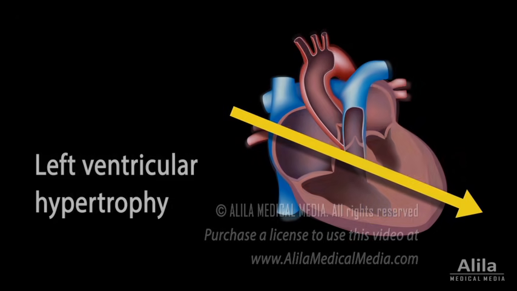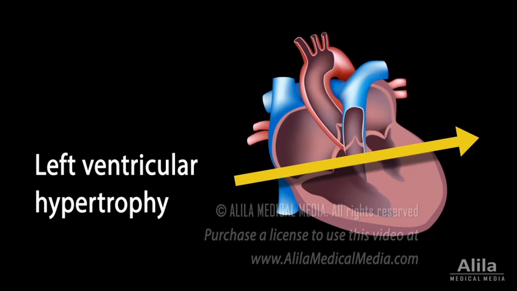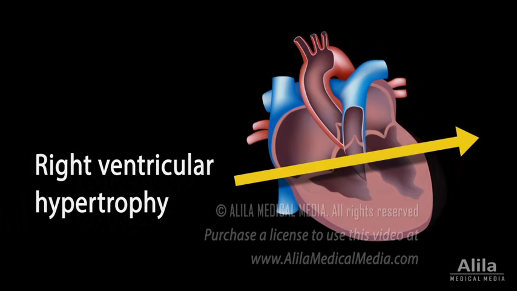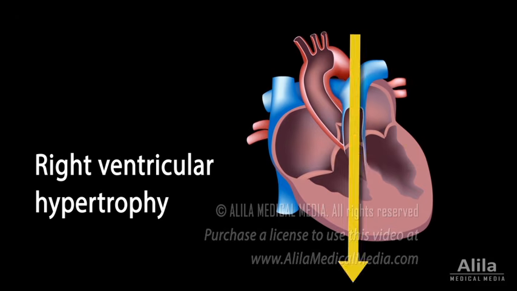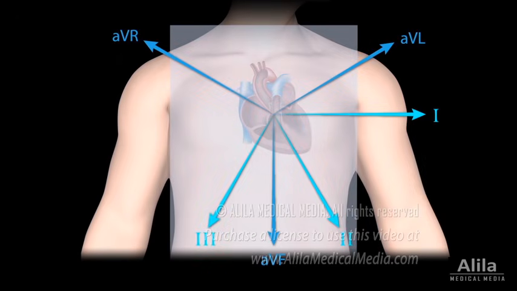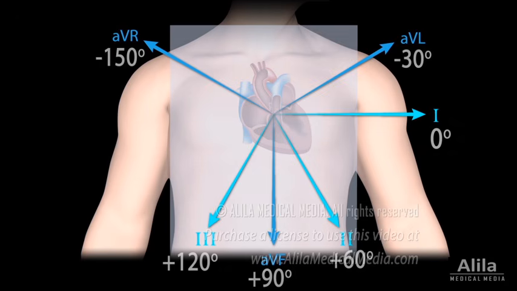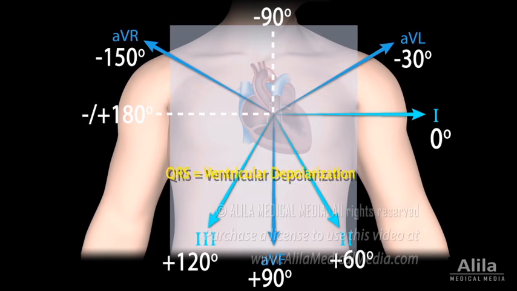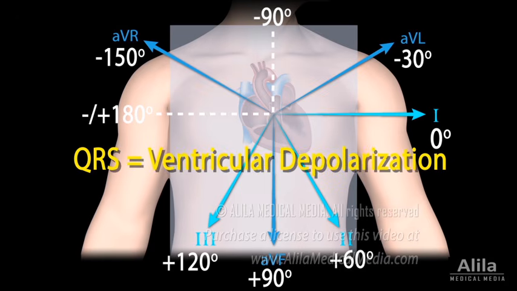For example, in left ventricular hypertrophy, the axis is skewed further left, while right ventricular hypertrophy results in a deviation to the right. Cardiac axis can be determined by examining the 6 limb leads, which look at the heart from different angles in a vertical plane. The QRS axis is the most important and also the easiest to be determined, as it represents ventricular depolarization.